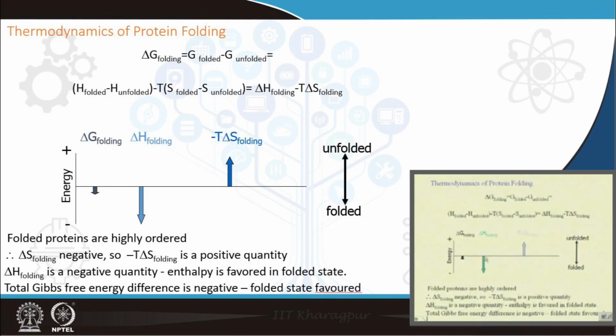But the delta H folding is a negative quantity due to the different interactions that give favorable energy to the folded conformation. Due to that, we have this positive energy that is due to the entropic considerations compensated by the enthalpy, due to the large number of interactions possible. So the overall delta G folding is a small but negative quantity, meaning that you have favorable spontaneous folding from the unfolded to the folded native protein.